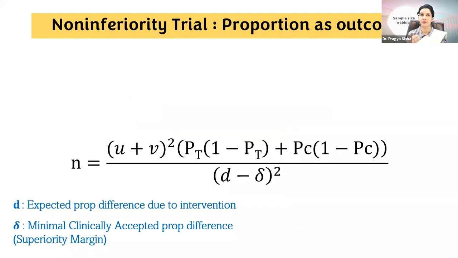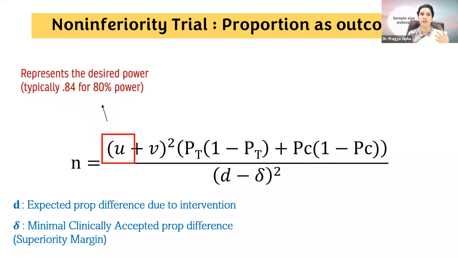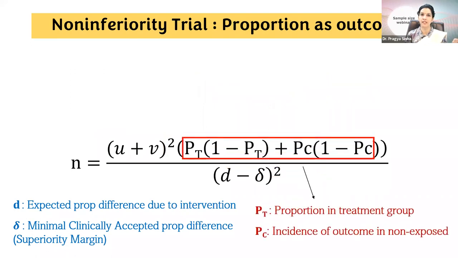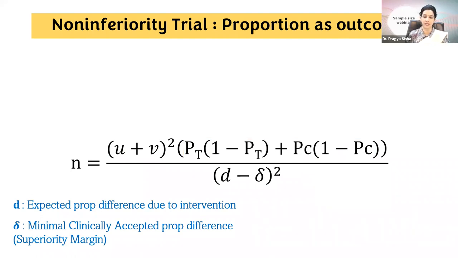So the recommended approach is non-inferiority trial, which in this case is like an equality trial. We have discussed this. So the formula is again U plus V square. And we have discussed this U and V, and PT is the proportion in the treatment group and 1 minus PT is the proportion in the other control group. And then this D, we have discussed this D. D is the expected proportion difference due to the intervention. And this delta is the minimal clinical acceptable proportion difference.